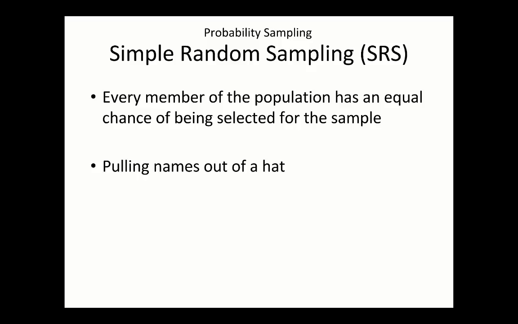Simple random sampling is arguably the most popular sampling technique. With simple random sampling, every member of the population has an equal chance of being selected for the sample. The technique is equivalent to pulling names out of a hat.